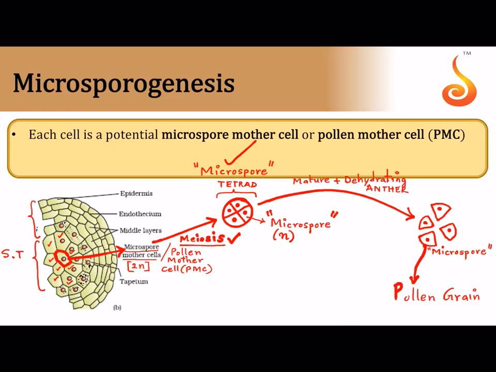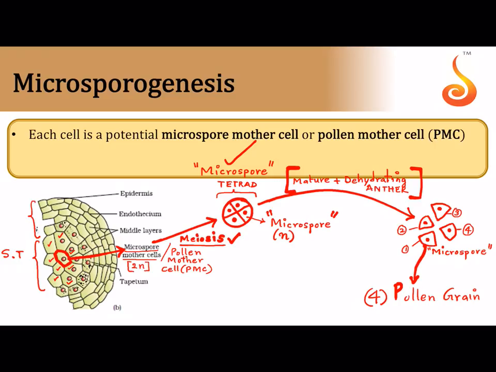So how many pollen grains am I getting here? 1, 2, 3, 4. There are 4 microspores, so obviously I will get 4 pollen grains. And when do these microspores separate from each other, and when do they give rise to pollen grain? When the anther becomes mature and when it starts undergoing dehydration. Okay, I hope this is clear to all of you.